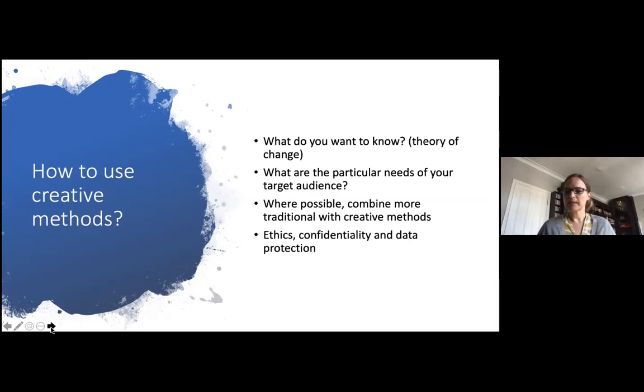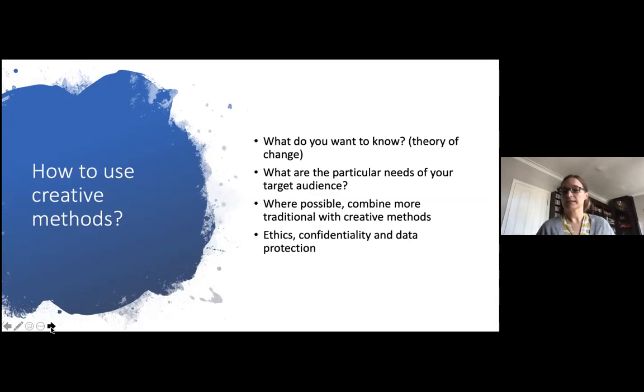And then lastly, always think about ethics, confidentiality, and data protection. With everything that we do as charities, we always try to, obviously, not do any harm as a result of what we do. And it's the same with any kind of data collection or evaluation. Could you, for example, ask questions that could cause somebody a strong emotional response that they would struggle to deal with?